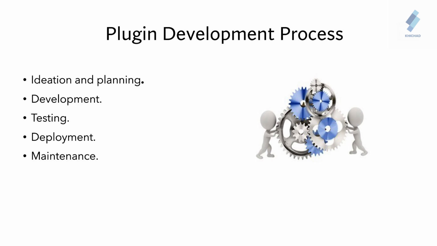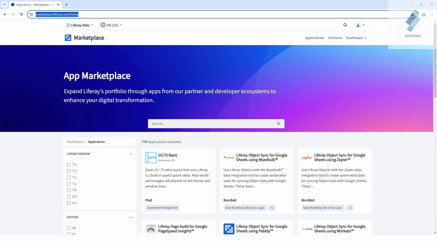So now we discuss how to add a plugin. Alright, let's dive into the process of adding plugins through the Liferay Marketplace. First we open a web browser. I click to open it and navigate to this URL: marketplace.liferay.com/home.